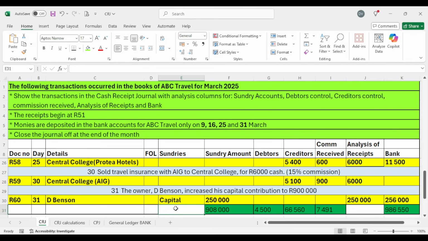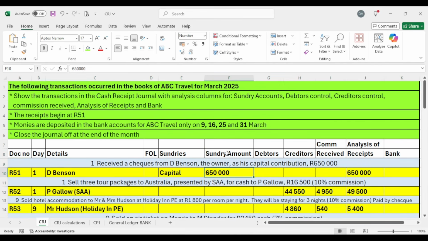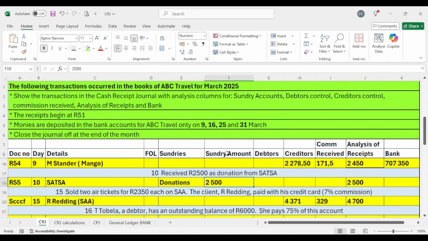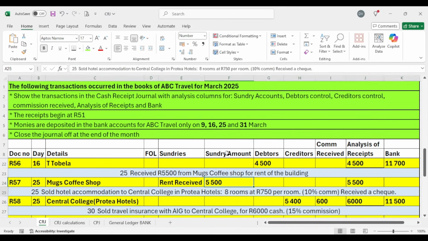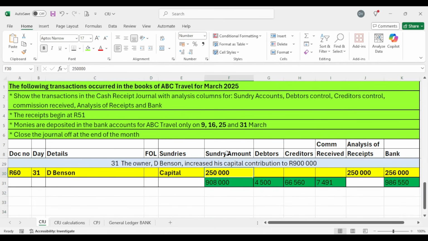So I'm lucky because I'm working on Excel. I've put in formulas to add the columns as I go. But literally what you would need to do is to start at the top of all of the columns and you add all of the amounts together. So for sundry, you will add 650 plus 2,500 plus 5,500 plus 250,000. It gives you 908,000. You do the same with debtors, you do the same with creditors, and with commission received, and also with bank.